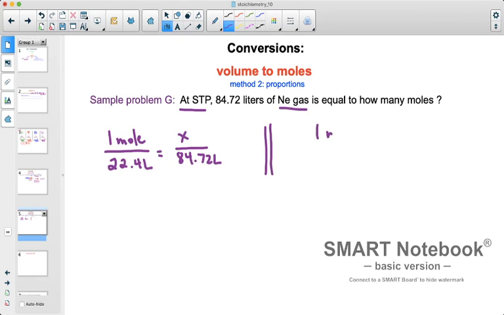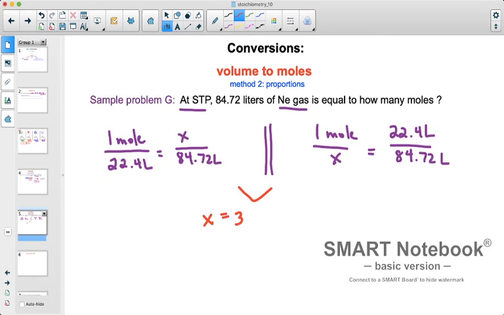Or you can write a different proportion in which you have the equivalents going across. So you could easily just write it 1 mole is equal to 22.4 liters, but I don't know how many moles is in 84.72 liters. Regardless of how you set up your proportion, you're still going to have to cross multiply. When you do the math correctly, you cross multiply, you divide, you do what you need to, you end up getting as your answer for x to be 3.782142857.